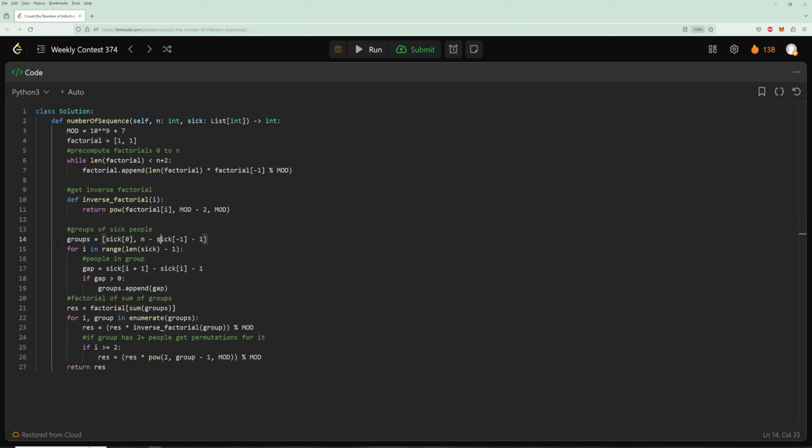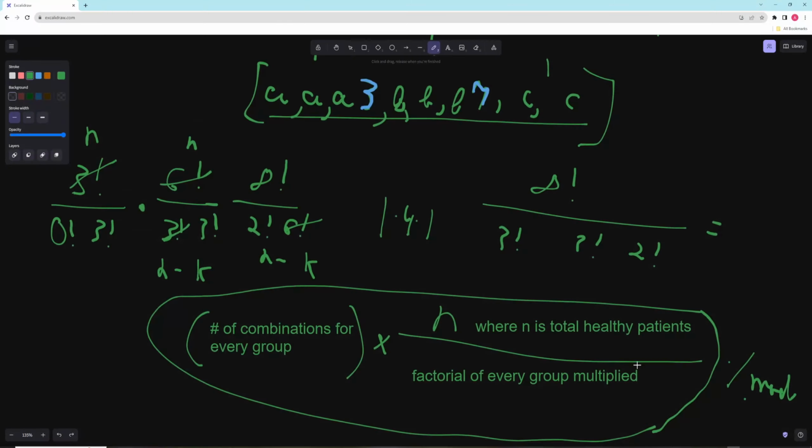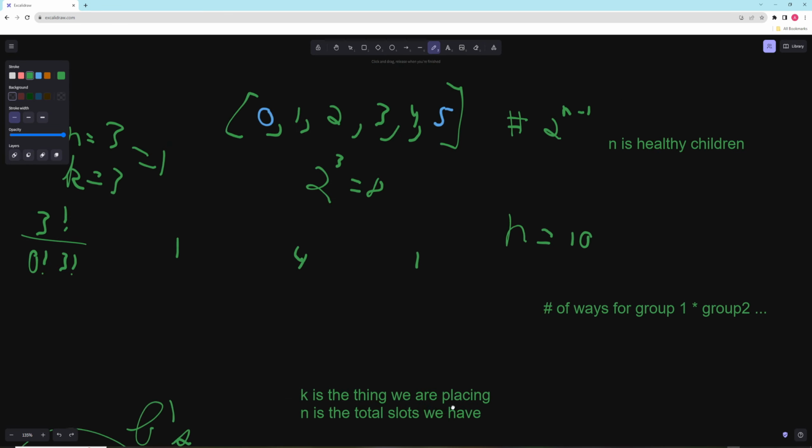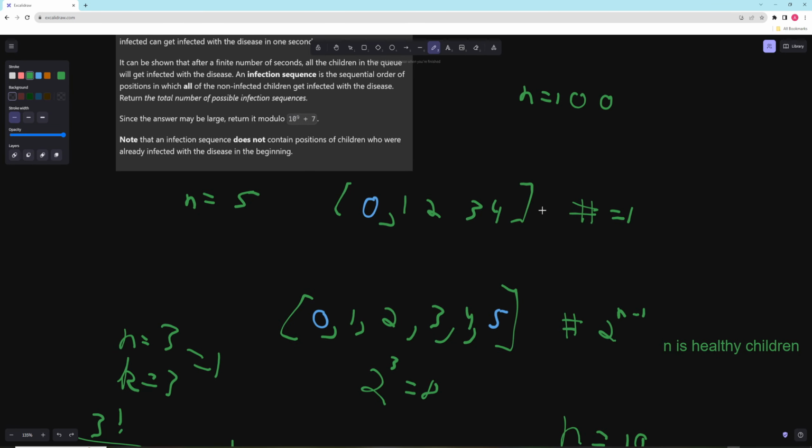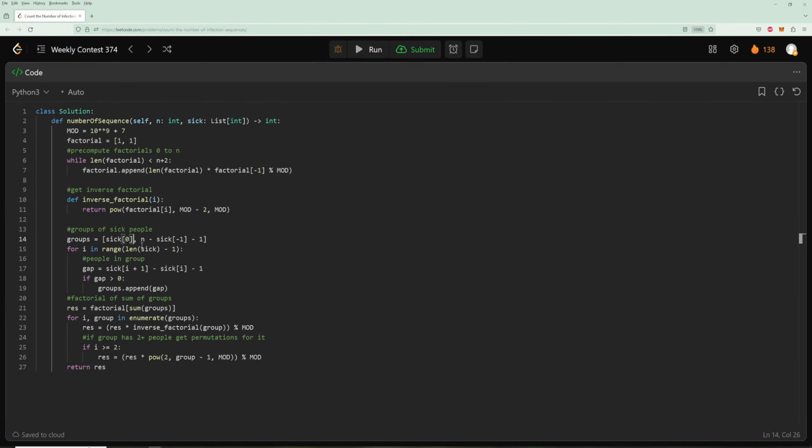Then we need to check the edges of our sick people. So we basically need to check the left edge and the right edge, and that's going to be our case where, if we go back to the picture, back up here, that's going to be this case here, where we need to figure out how many people are there on the edge, because there's only going to be one way to sort those people. So we're going to have those two groups first, and then we're going to look at the rest of it. We get the group on the left, we get the group on the right.